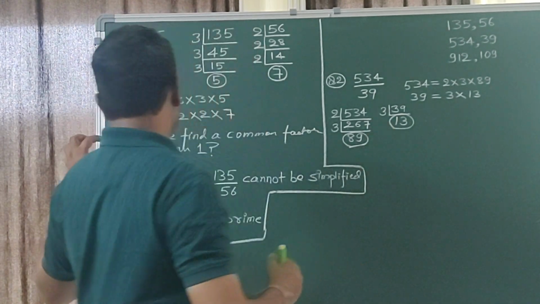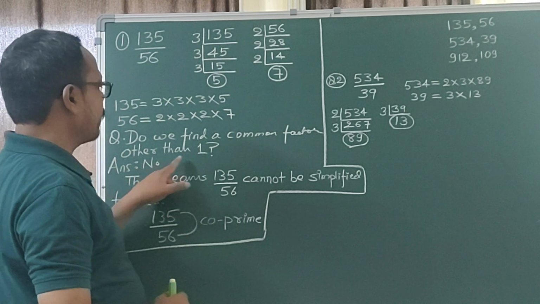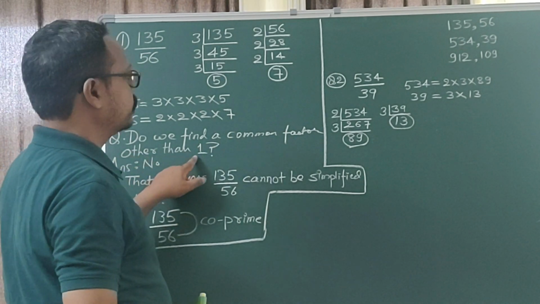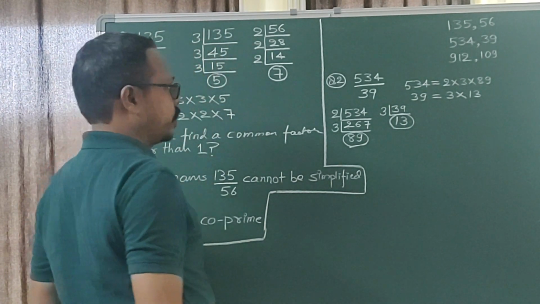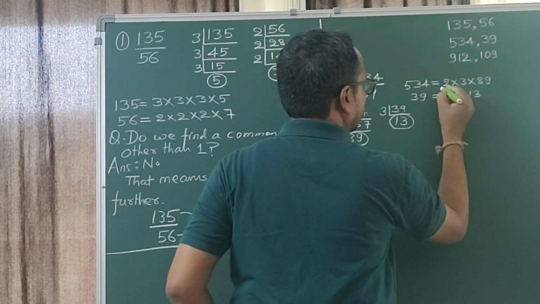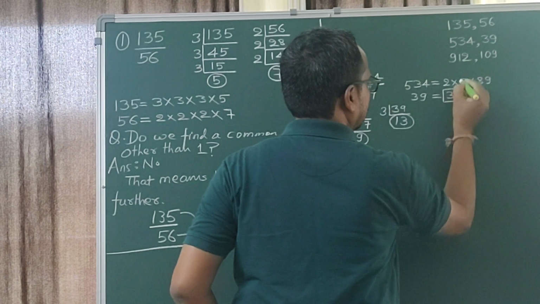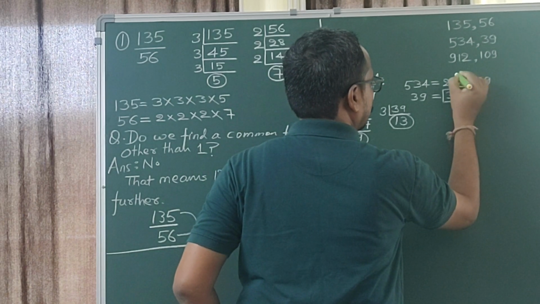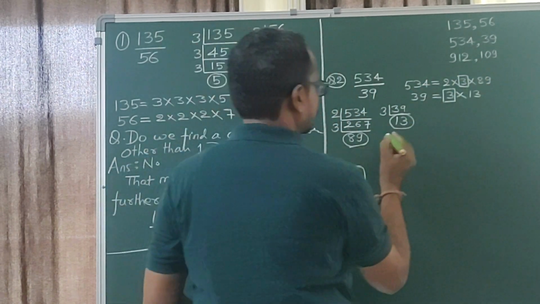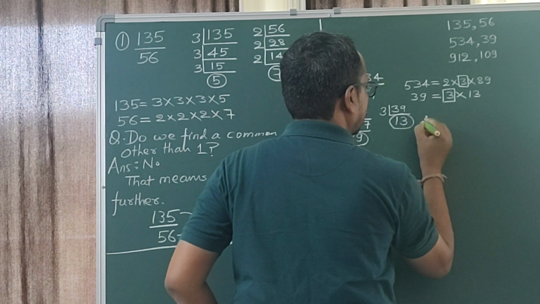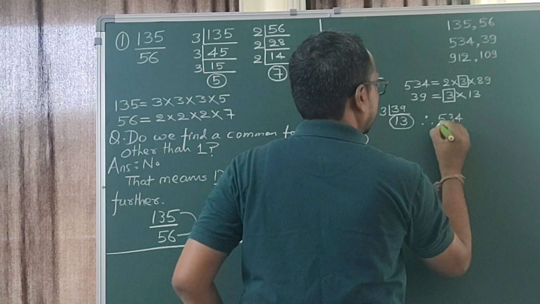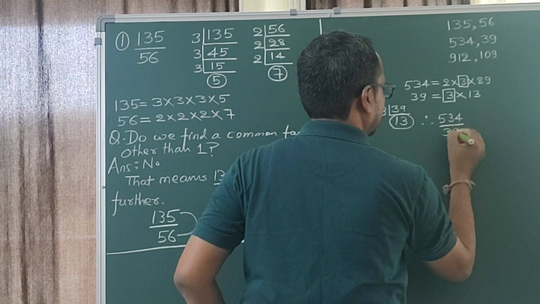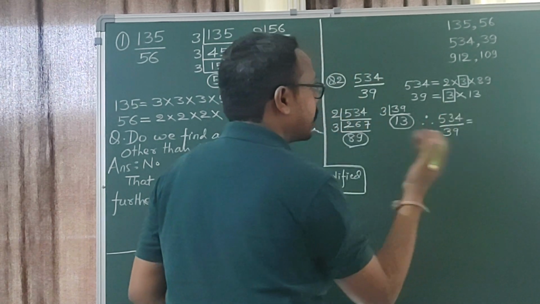So now please answer this question. Do we find a common factor other than 1? Do we find a common factor other than 1? Yes, we do find. So 3. 3 is a common factor which is in both the places. So that means, therefore, 534 and 39, you can simplify it. This is something which you can simplify.